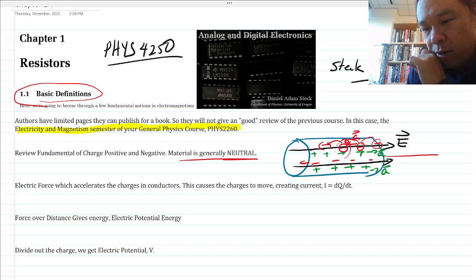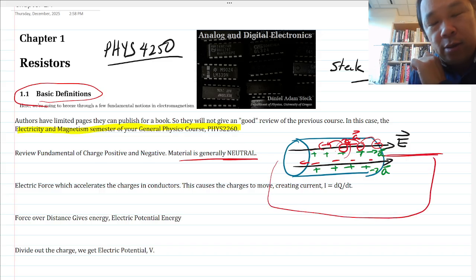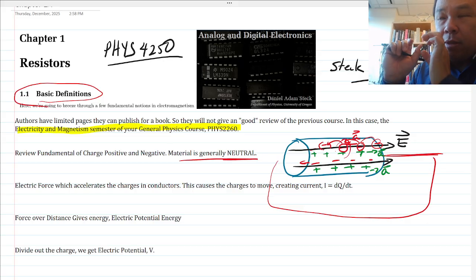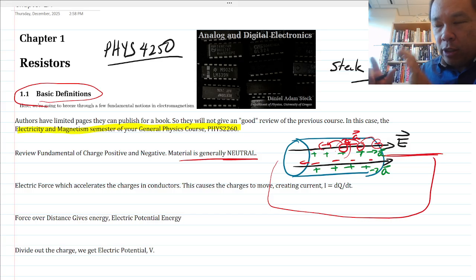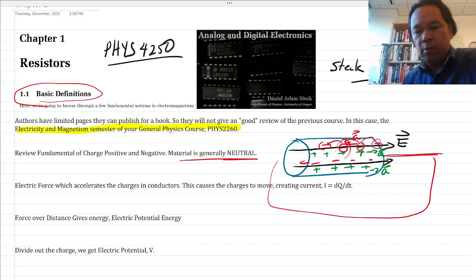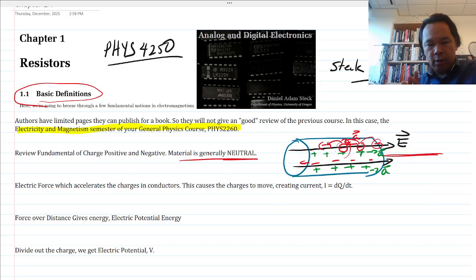In fact, in a circuit, all these wires are connected into a loop. So all of these charges are trying to run around in here, but at any point the object is neutral, because if there's an excess positive or negative charge at any point on your wire, the opposite charge will come in and neutralize it. So that's an important thing to know.